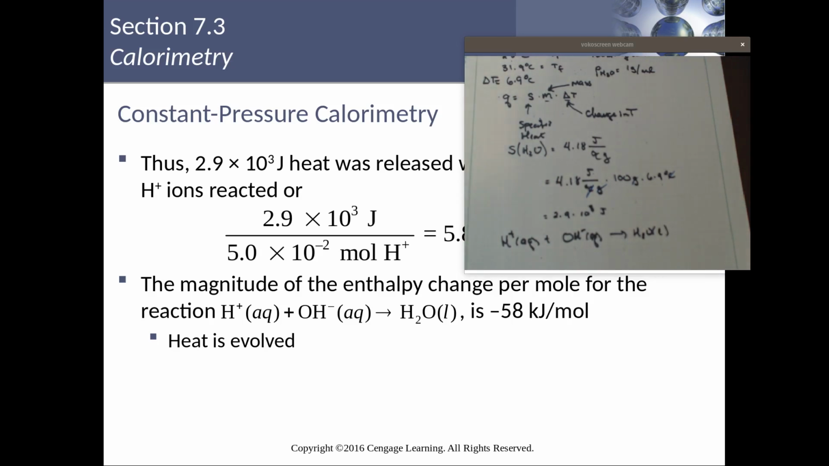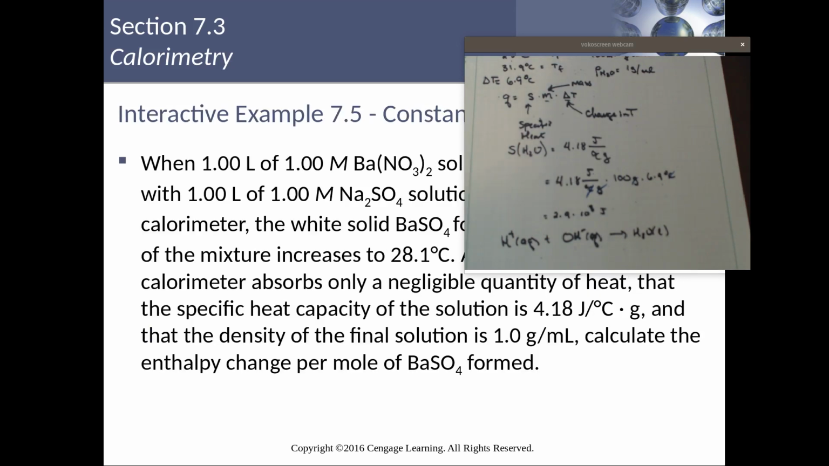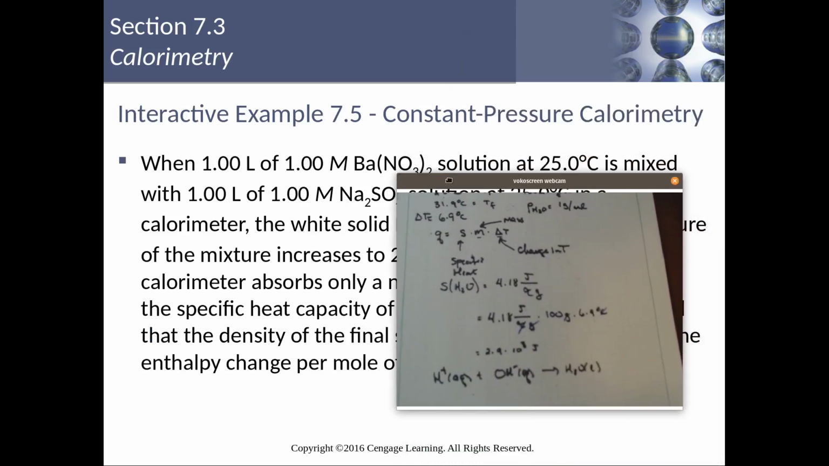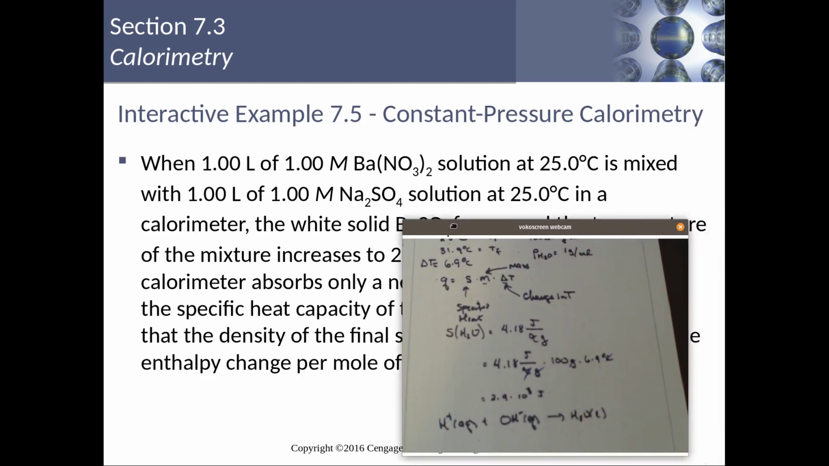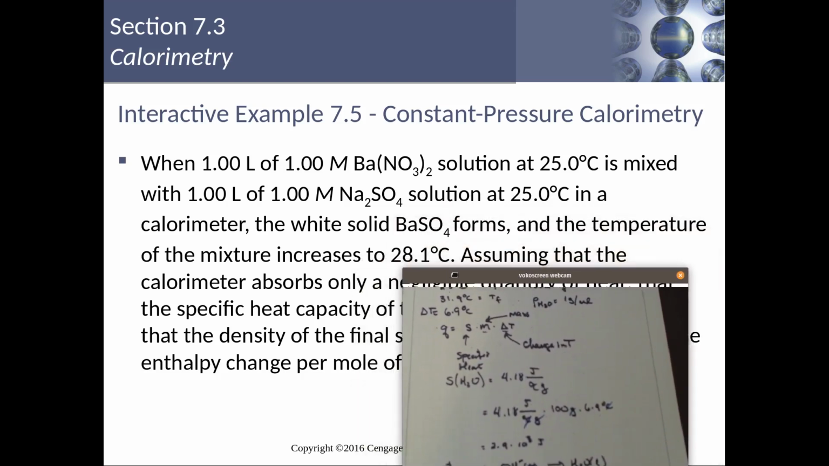But anyway, so that's the thermodynamics of how I can use the thermodynamics to calculate the enthalpy change in a calorimetry experiment. Again, it's worthwhile looking through these problems and working through them on your own. In this particular case, you have a solid that's formed.